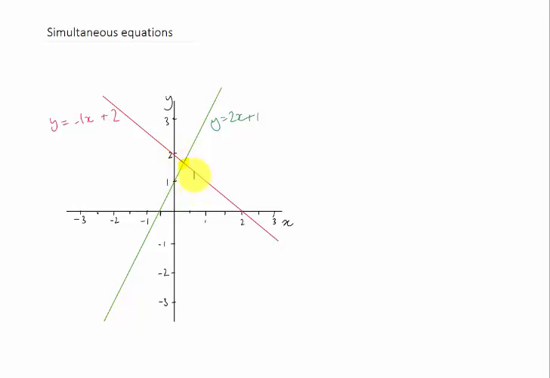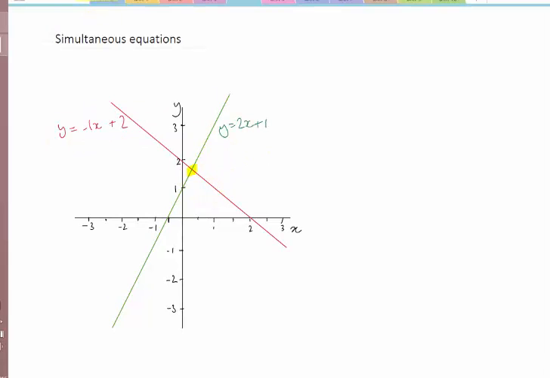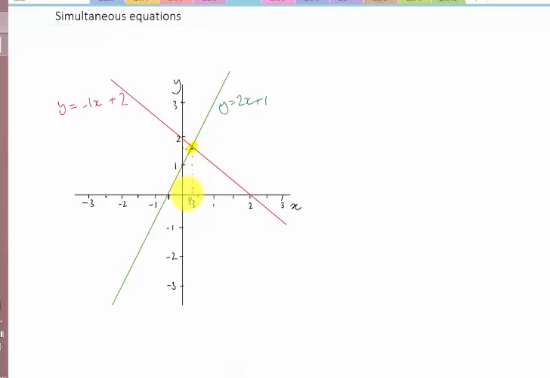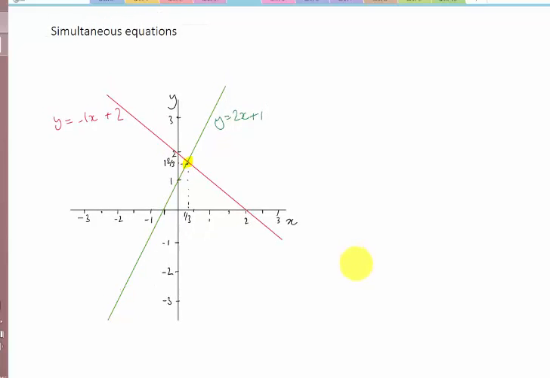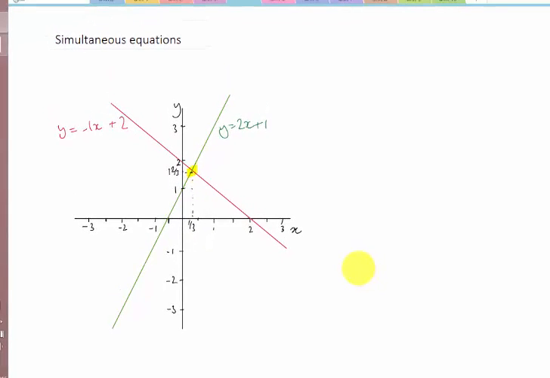combination of x and y that makes it true for both equations at once, and that's the intersection of the two lines. So in this case, it's x equals about a third, it looks like, I can't tell very accurately, and y is about 1 2/3. And so we can tell that from looking at the intersection on the graph.